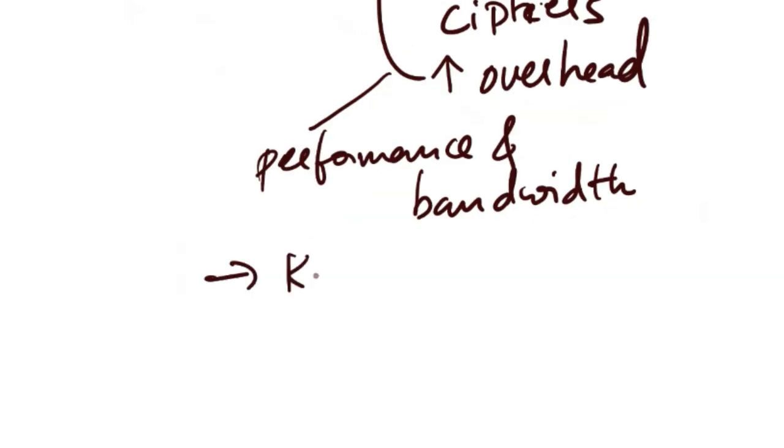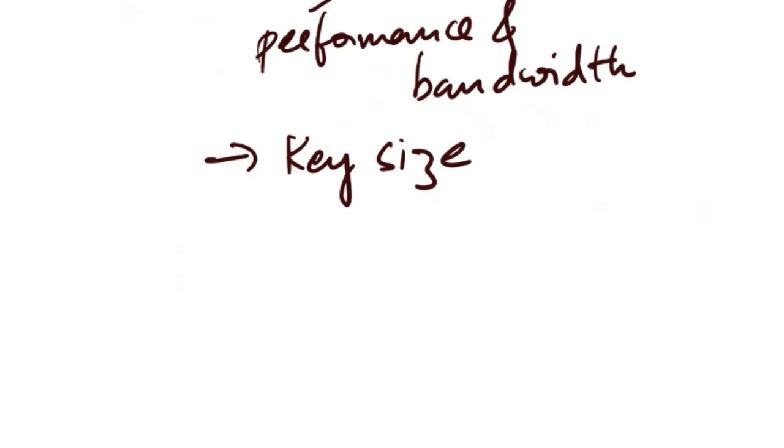Next is the key size. The storage and transmission of large public keys in asymmetric cryptography can pose challenges in resource constrained environments such as embedded systems, mobile devices, and IoT devices. Transmitting large public keys over networks may incur additional latency and bandwidth costs.